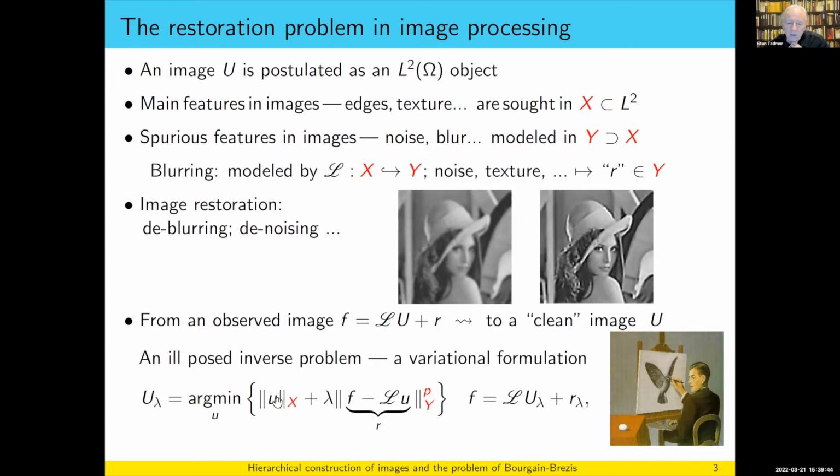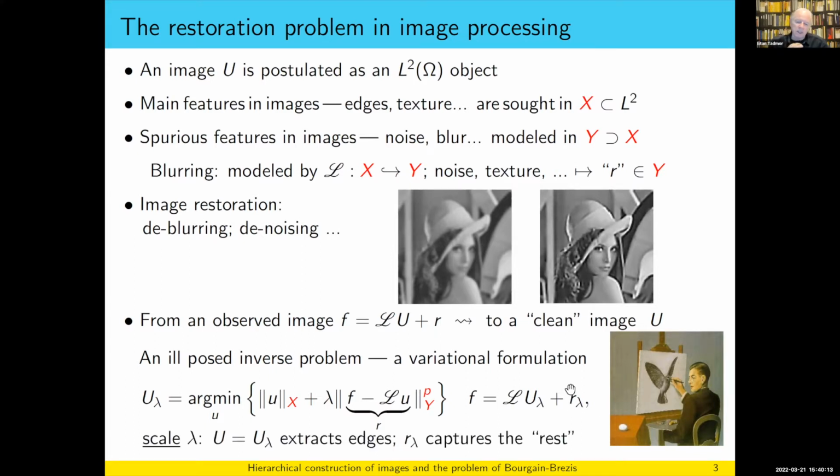And in addition, we want what we recover to lie in the smaller space X, which is the space of true images. We try to minimize this weighted sum. The minimizer will be denoted by U, and it depends on a parameter lambda. If we get this capital U lambda, then we can say that what we observed is in fact some operator operating on the true image, U depending on lambda, plus a residual.